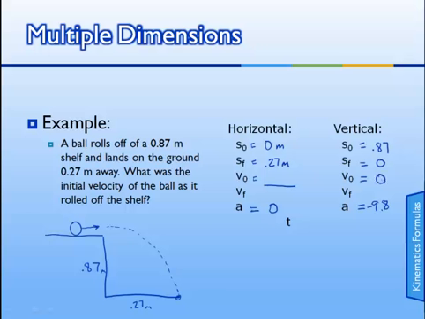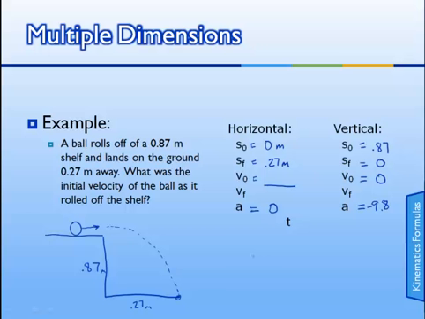The final velocity is not going to be zero. It certainly hit the ground going downward, but we don't know what that speed is, and honestly we don't need to know what that speed is. It's not necessary to know how fast it is going when it hits the ground in order to calculate how fast it was going when it left the shell.